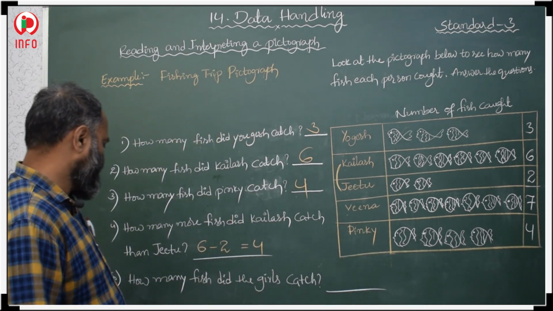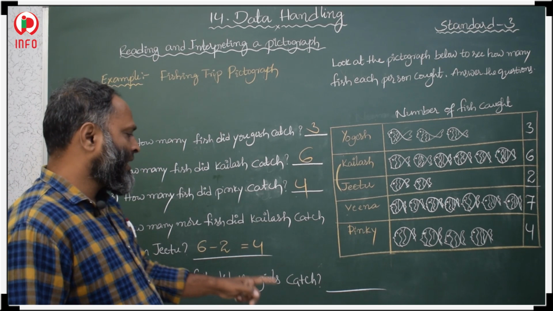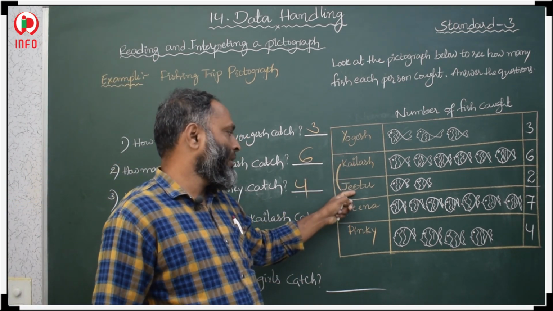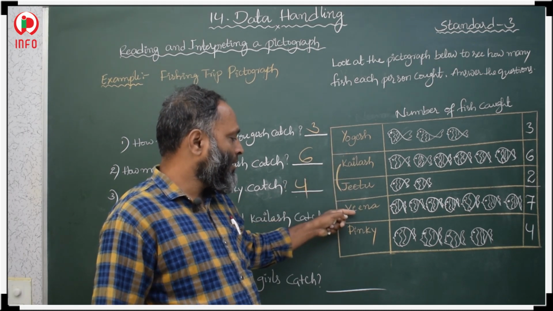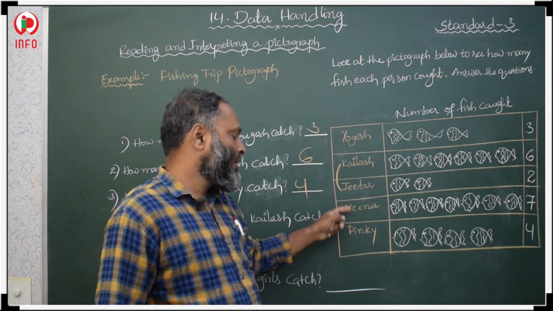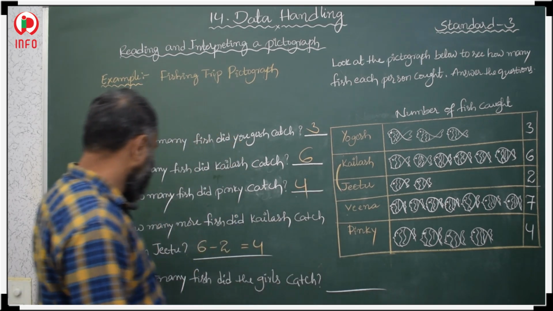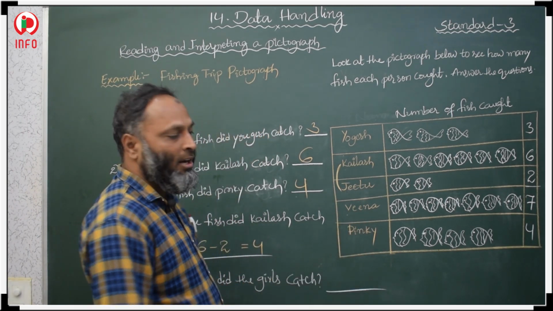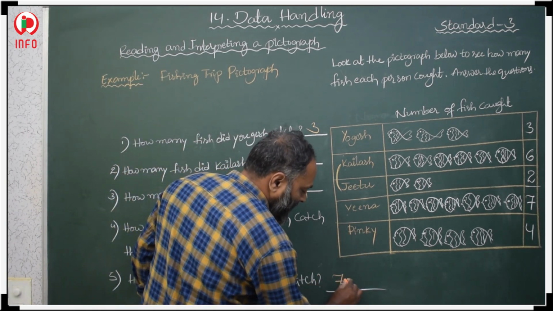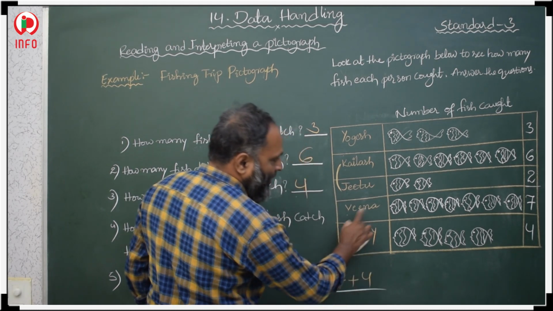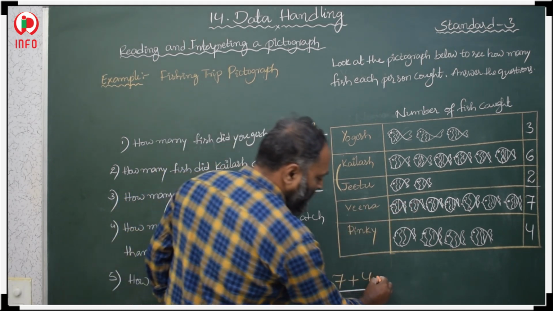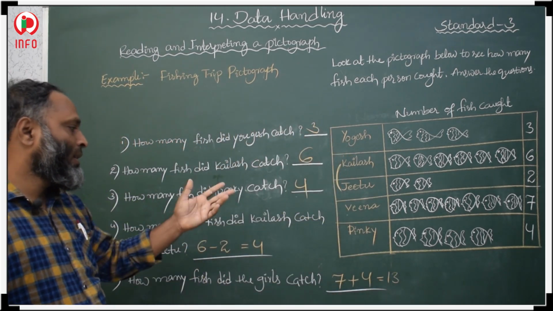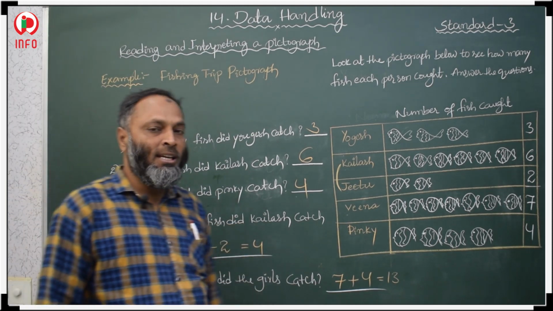Now, how many fish did the girls catch? Yogesh is a boy, Kailash boy, and Jitu boy. So these 3 are boys, Veena and Pinky are girls. 2 girls and 3 boys. Only girls are being asked about. That means Veena and Pinky together. That is 7 plus 4. Veena 7 fish and Pinky 4. 7 plus 4, 13 fish. Only 2 girls are there, so the girls caught 13 fish.